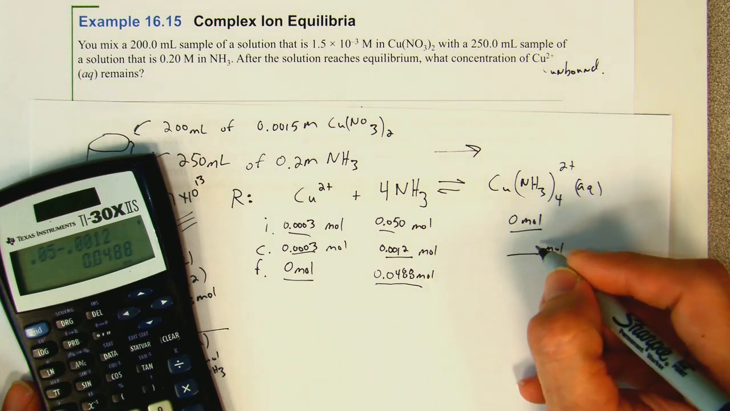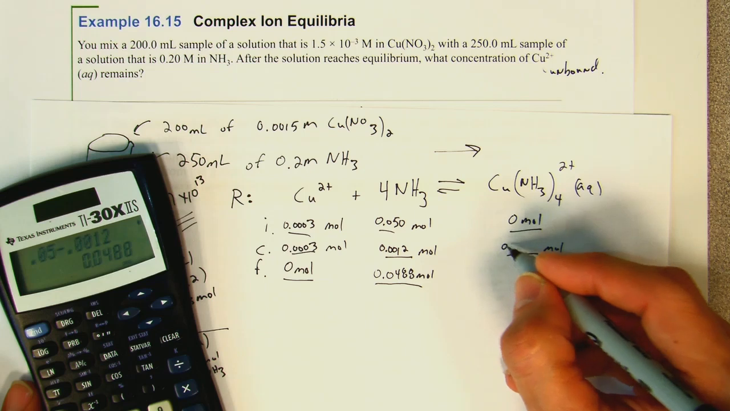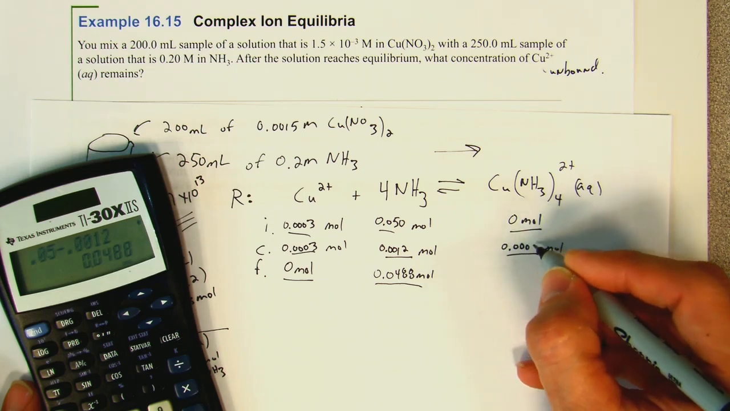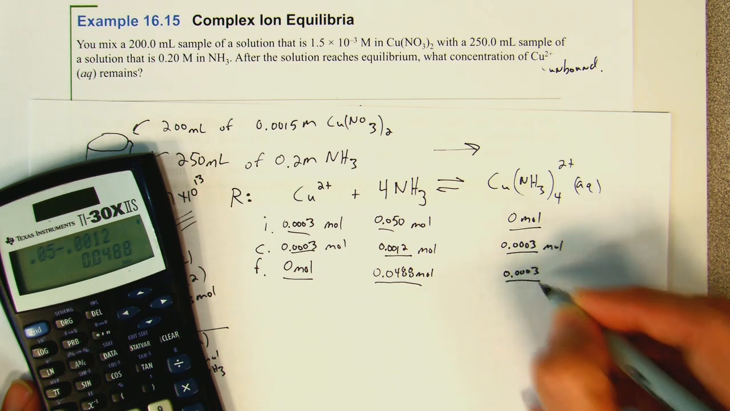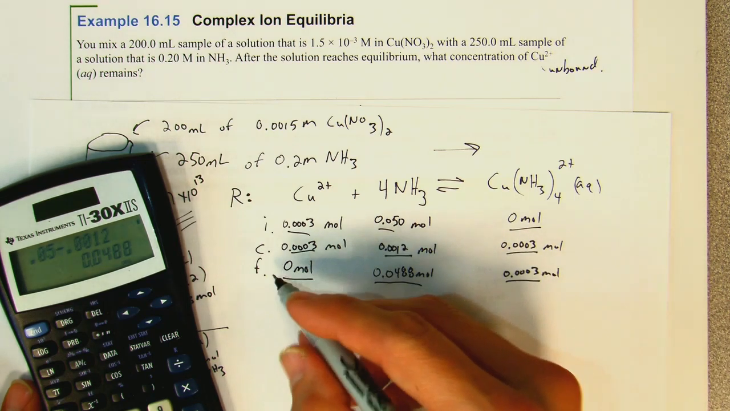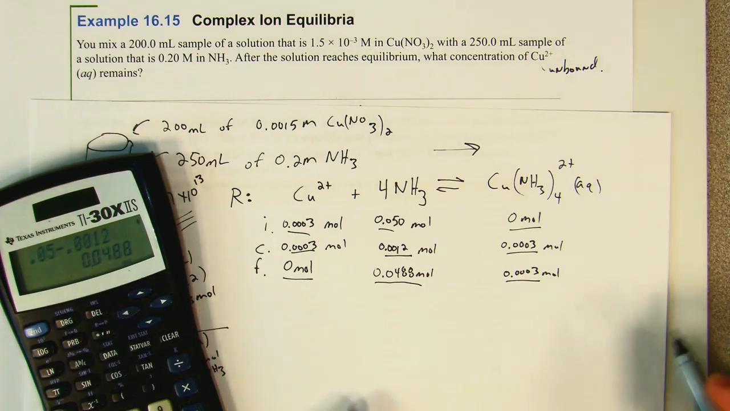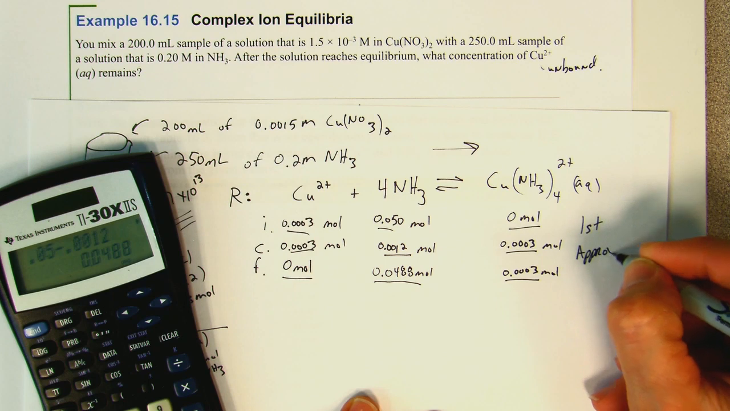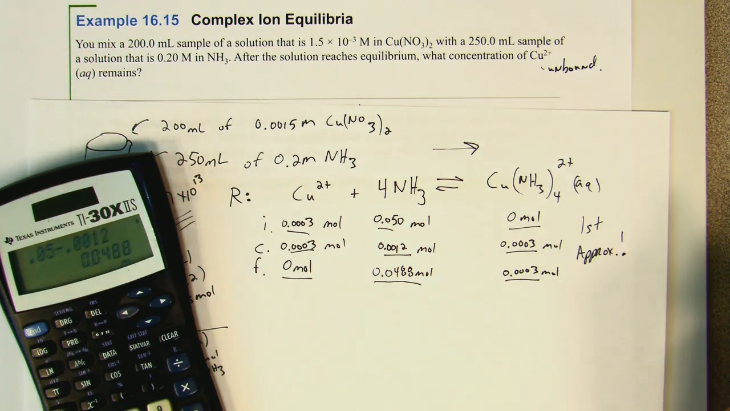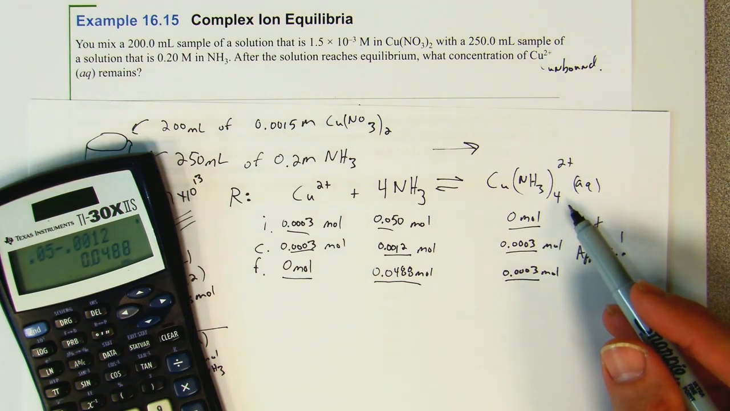Now in the process, I'd make some of this, and it looks like I make one of these for every 1 copper, so I think I'm going to make 0.003 moles of that, and because of that, at equilibrium, that's what I'm going to have, or at my final position. I shouldn't say equilibrium, but at my final position, that's how many moles of that I've got. Now, what I want you to realize is what I've just done here is a first approximation, because it assumed the reaction went to 100% completion.